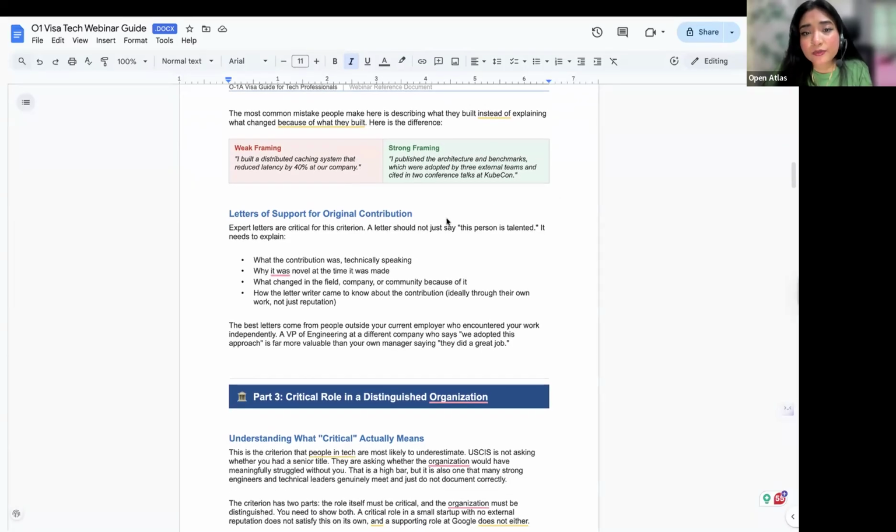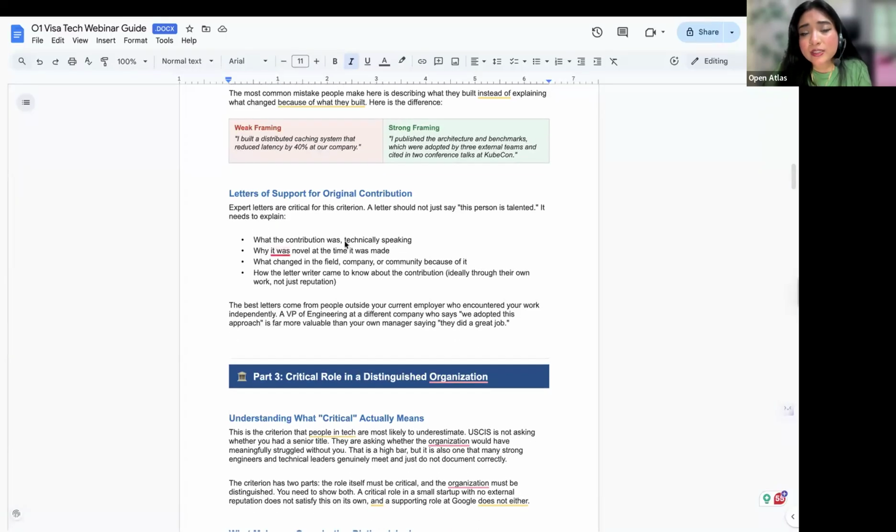Now, letters of support for original contribution. Yes, we do use letters of support for original contribution as well, just not for critical role or for any other criteria. Expert letters are critical for this criteria. A letter should not just say this person is talented. That is a completely corporate-level experience letter, and that's not what USCIS wants to look at.